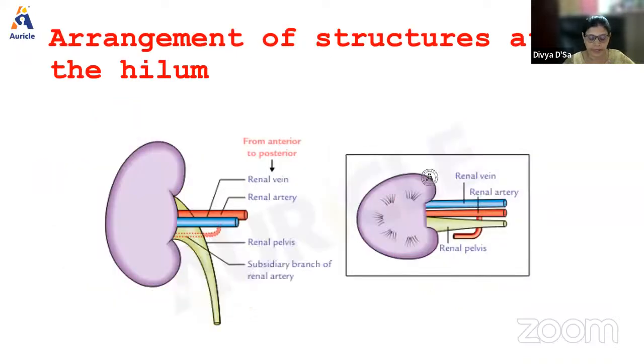At the hilum, the arrangement of structures from anterior to posterior is the renal vein, the renal artery, and the renal pelvis. Sometimes an additional branch of the renal artery can also be seen behind the renal pelvis, but usually we see renal vein, renal artery, and renal pelvis. With this, we can identify the side to which the kidney belongs, based on the arrangement and appearance.